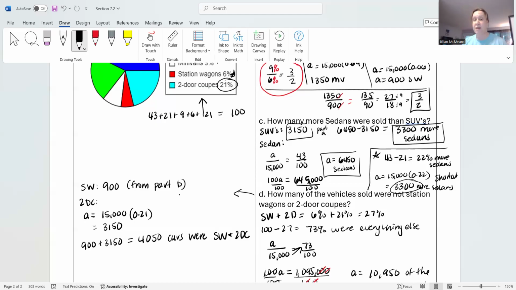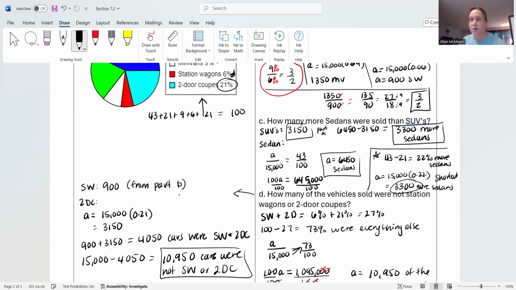But the question was, how many were not those two types of cars? So we would take 15,000, subtract 4,050, and, fingers crossed, I think my math is good, we're going to get 10,950. So 10,950 cars were not station wagons or two-door coupes. So you had two ways to go about this problem, just like we had two ways to go about the previous two problems. Whichever one you prefer is really fine.